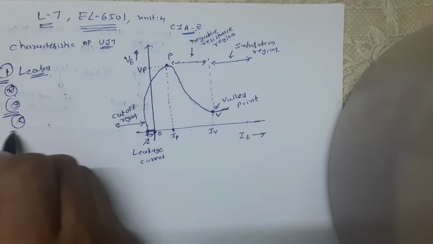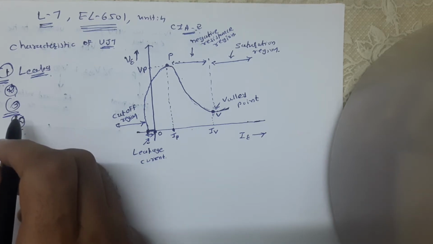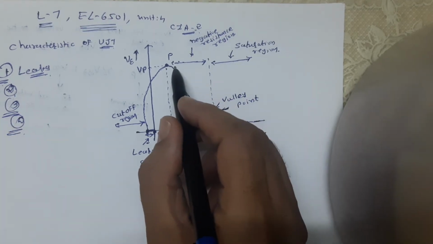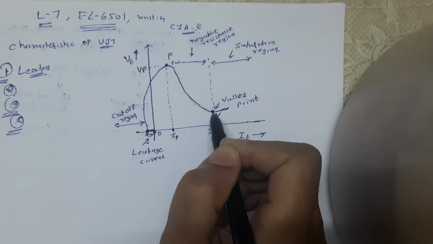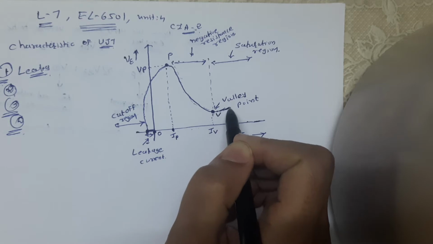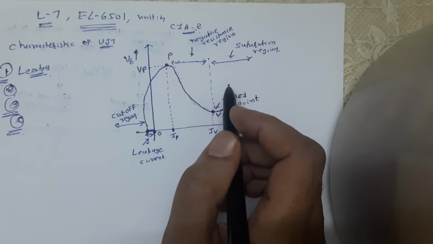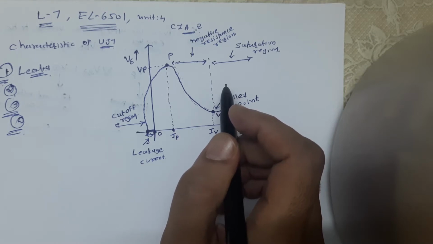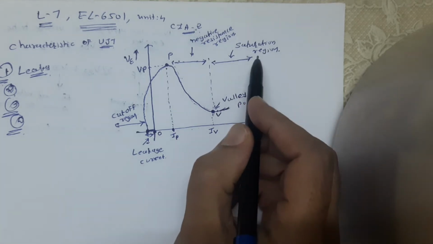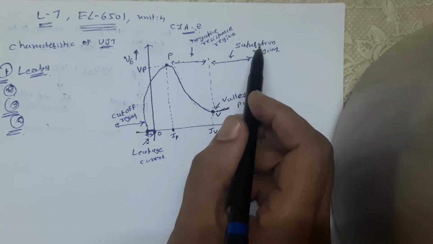The last point, the fourth one, is that the negative portion of the curve lasts until the valley point V is reached. Up to the valley point the voltage decreases. After the valley point, voltage again increases and current again increases. The valley point voltage Vv and valley point current IV are as shown in the figure. After the valley point, the device is driven to the saturation region.